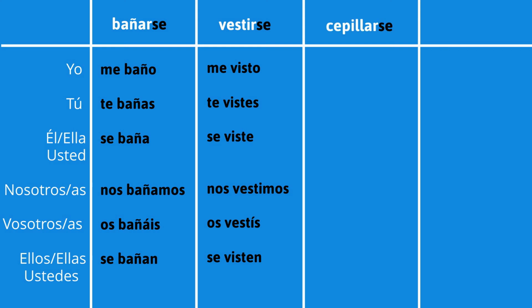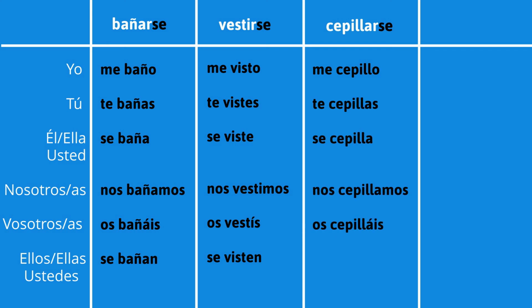Cepillarse means to brush oneself. Yo me cepillo, tú te cepillas, él, ella, usted se cepilla, nosotros, nosotras nos cepillamos, vosotros, vosotras os cepilláis, ellos, ellas, ustedes se cepillan. And dormirse means to fall asleep.